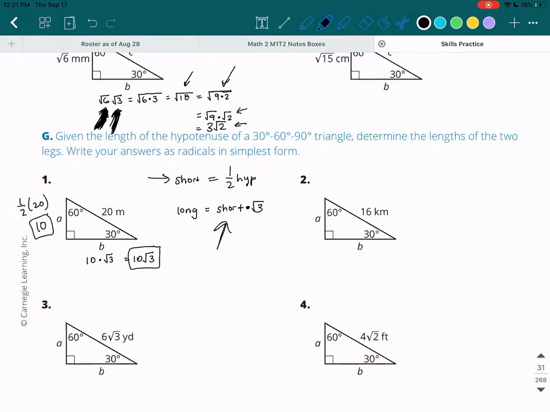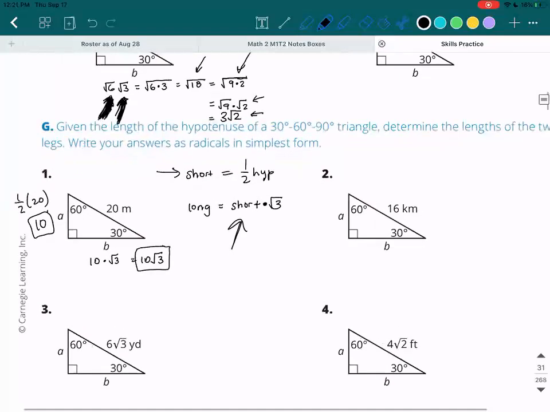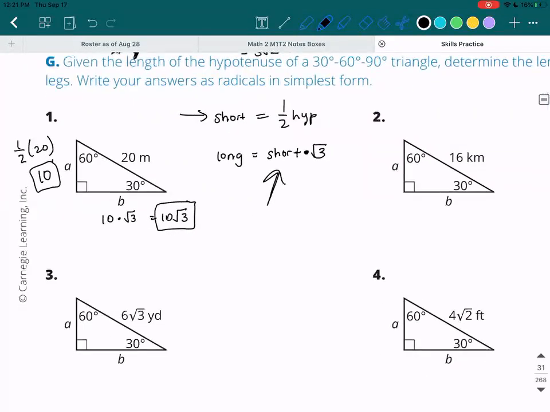Okay, let's do number 2. Oh, sorry, I forgot to zoom in. I don't know if you needed it, but I'm going to zoom in now. Okay, so for number 2, let's do the short leg again first. Short leg is half of the hypotenuse, so 16 is our hypotenuse. Half times 16, half of the hypotenuse, and that gives us 8. And we are done with that one. Then let's do our long leg. Our long leg is the short leg times radical 3. So we have 8 times radical 3, and that is it. We are done with that one.